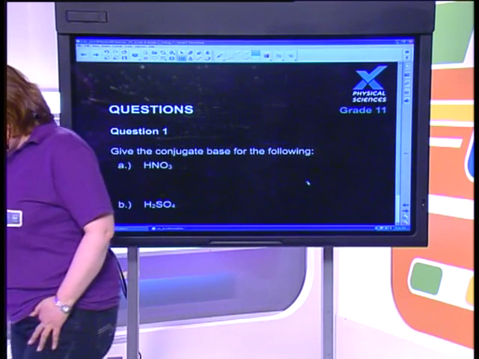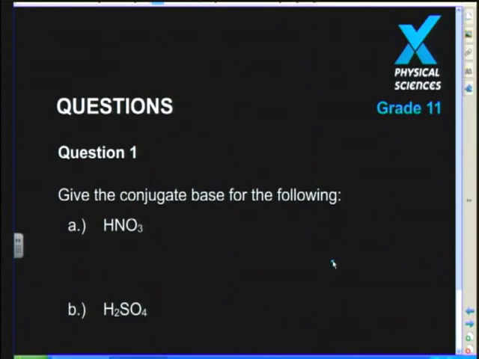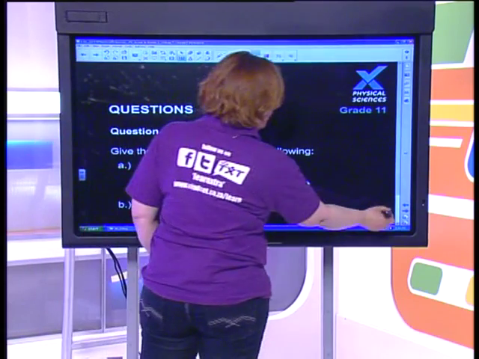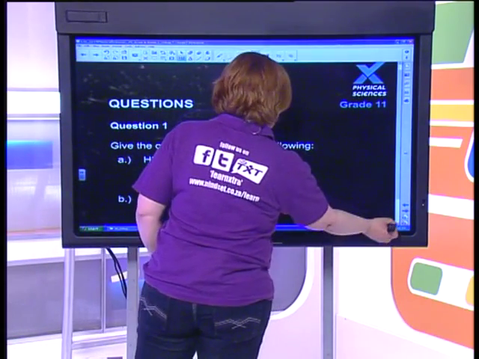Question 1 says, and hopefully this will help with some of the questions we had with the positives and stuff, give the conjugate base for the following. So what I'm saying to you is I'm going to give you some acids, and I'm going to say to you, what is its base going to look like? It's an acid. We want to know what its base is going to look like. So that means I need to give away its hydrogen.